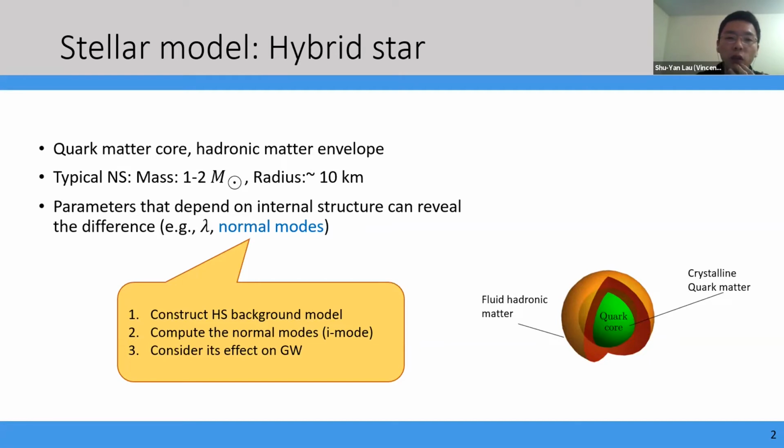Usually there are many ways people have proposed to distinguish a hybrid star from a neutron star. Some of them require measuring the mass-radius relation and maybe looking for the twin star scenario. In our case, we want to focus on the normal modes of a hybrid star. To do so, we have to construct the hybrid star background model. After that, we compute the normal modes by solving the eigenvalue problem of the equation of motion of the internal motion inside the hybrid star. Lastly, we want to see how this affects the gravitational wave signal.